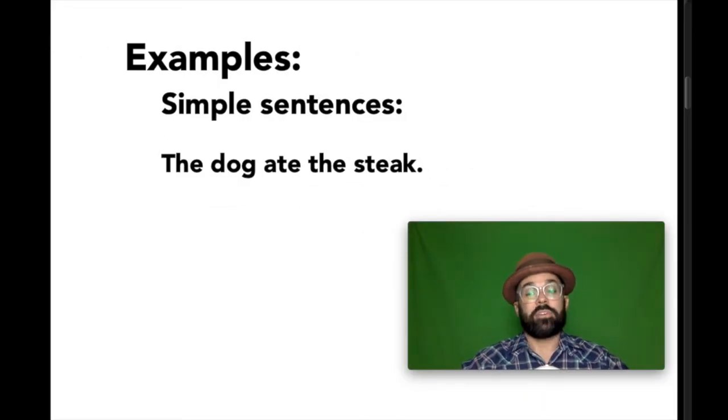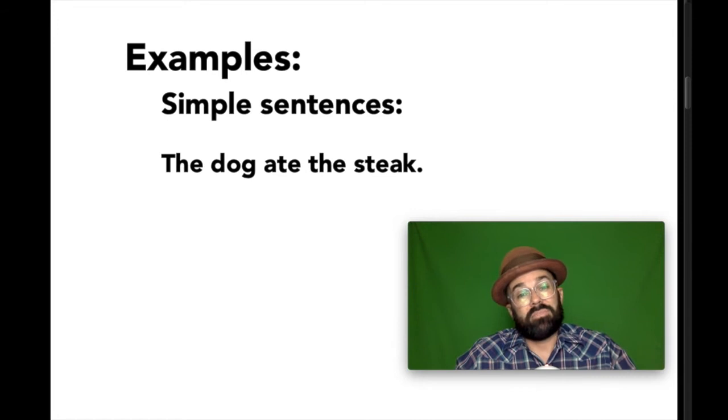Let's begin with some examples of simple sentences. Take a look at the first one. The dog ate the steak. Lucky dog. This is a simple sentence. It's also an independent clause. It has a subject, it has a predicate, it has a verb. It can stand all by itself. It is a complete thought.